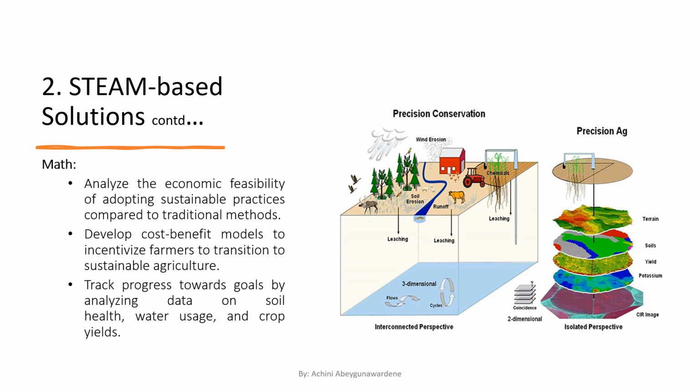Now let's integrate math into our STEAM-based solution for our problem. Analyze the economic feasibility of adopting sustainable practices compared to traditional methods. Develop cost-benefit models to incentivize farmers to transition to sustainable agriculture. Track progress towards goals by analyzing data on soil health, water usage, and crop yields. You can also look at this picture here where I have given you how precision conservation and precision agriculture can take place.